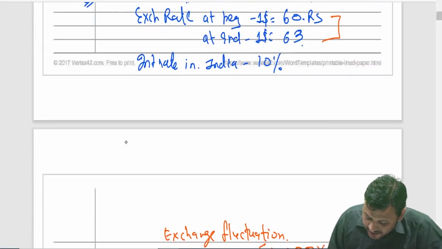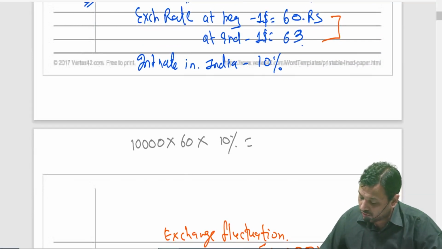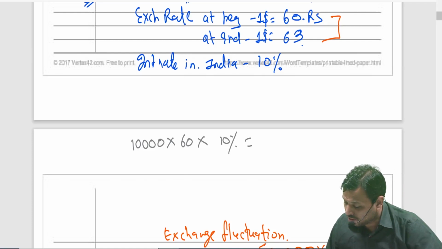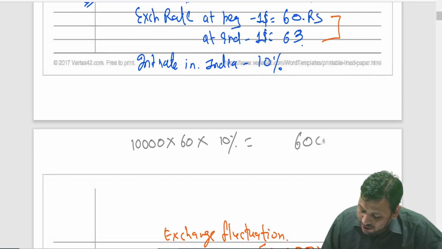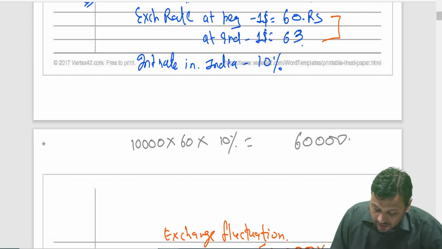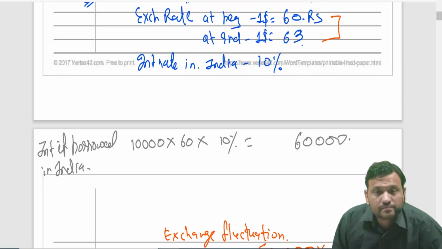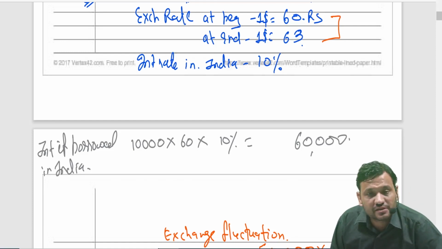So friends, it's nothing but, had I borrowed in our country, on what amount of interest would I have paid the loan? So I'll say, sir, 10,000 into 60 means the loan amount is 6 lakhs. On that, 10% interest would have been paid. So I would have paid 60,000 as interest had I borrowed in our country.